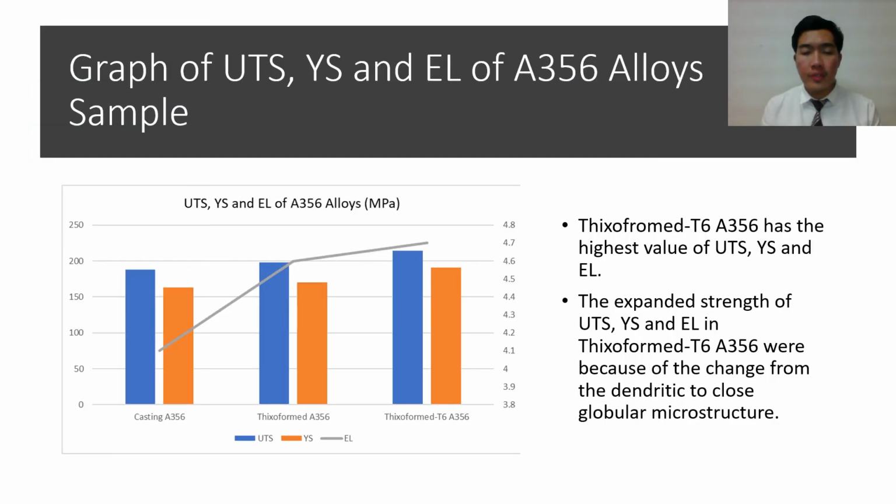From the data in the previous slide, I made a graph of UTS, YS, and EL of the A356 alloy samples. This is to make it easy to see the difference of each sample. So from this graph, we can see that THIXOFORMED T6 A356 has the highest value of UTS, YS, and EL. The enhanced strength of UTS, YS, and EL in THIXOFORMED T6 A356 is because of the change of dendritic to closed globular microstructure.